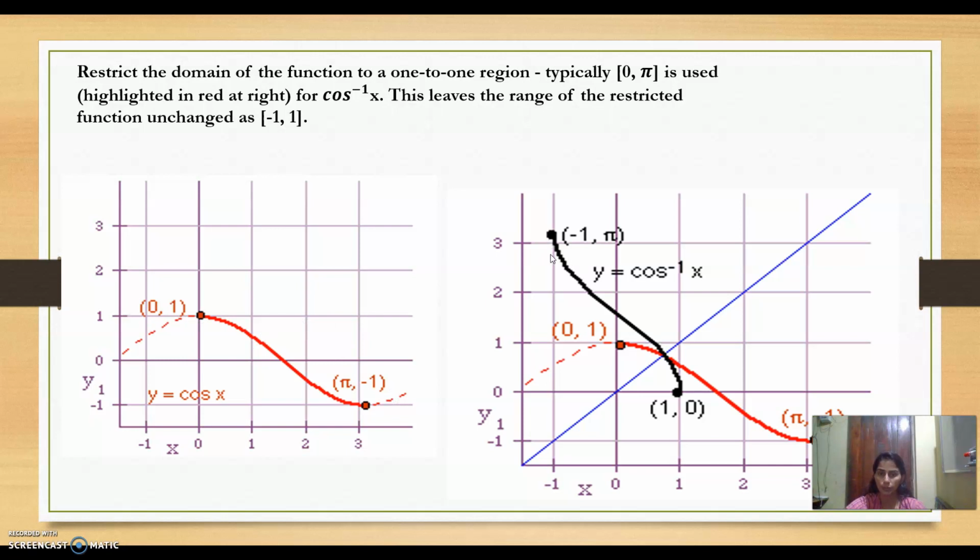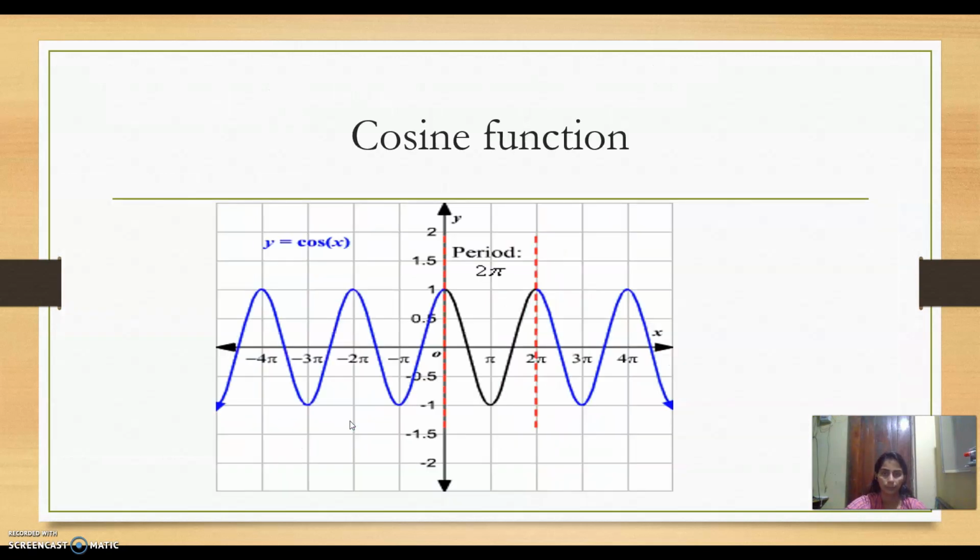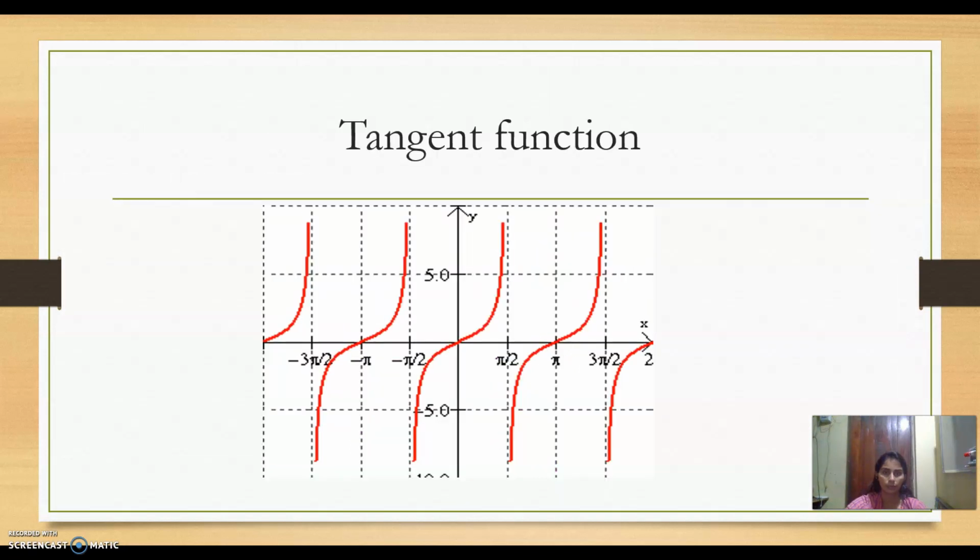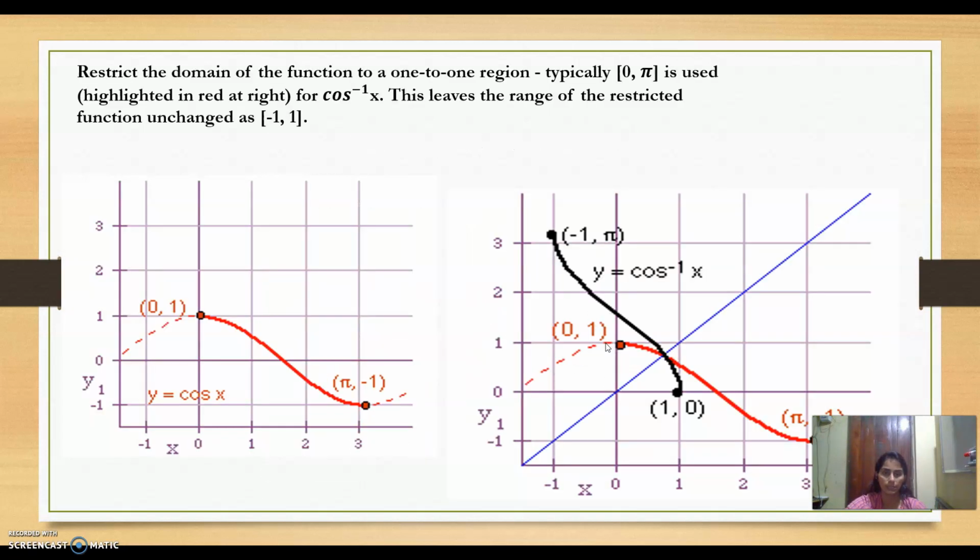So this will be the inverse, the black line. Here the domain is minus 1 to 1, and the range will be from 0 to pi. This is the one-one cosine and its inverse.